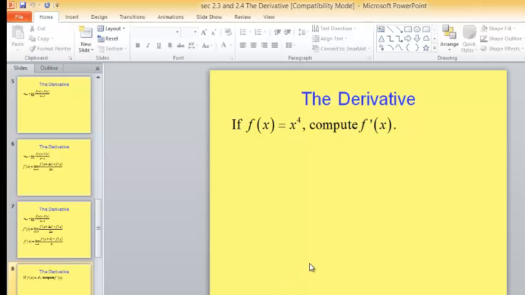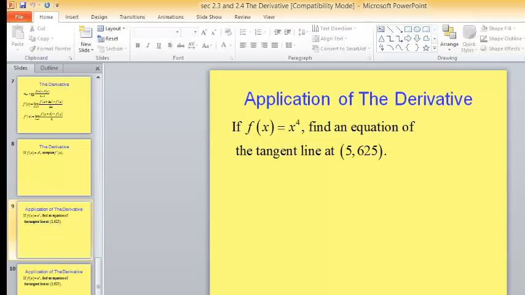Can I ask you a quick question? No. I might run out of time. I want to ask you a question. Can you do this? If f of x is x to the 4th, can you find an equation to a tangent line? Oh, that's an awful slide, because I don't like what that says. It looks like it says 5,625. That's not what I mean, though.